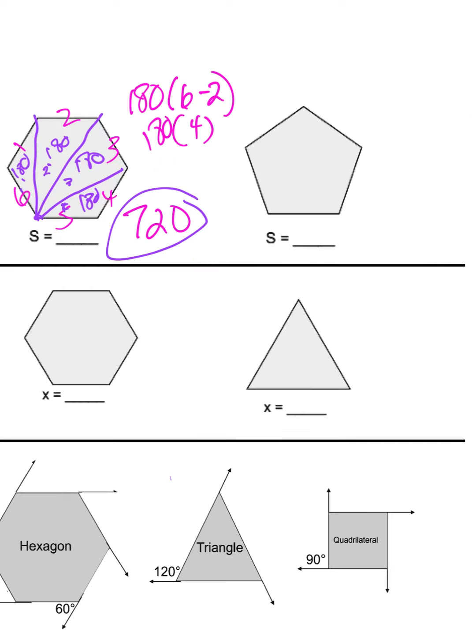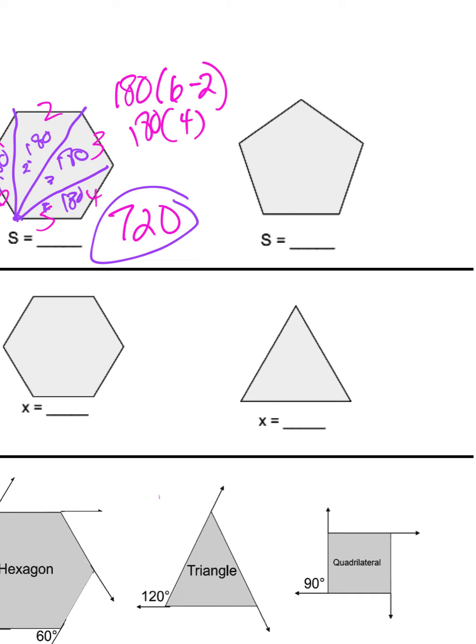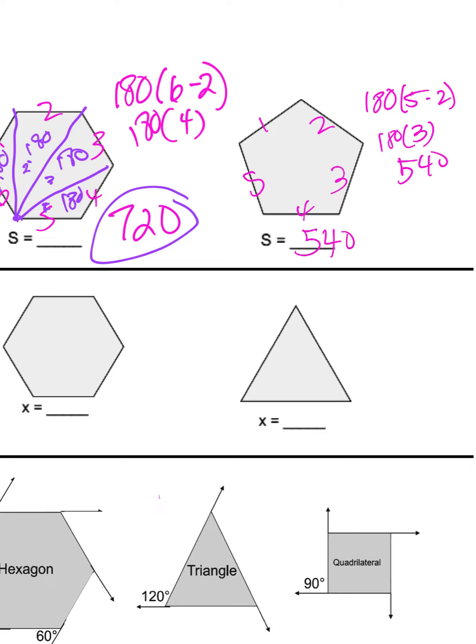All right, let's look at the next one, a pentagon. So we have 180 times 1, 2, 3, 4, 5. So 5 minus 2, which is 3, times 180, which is 540. So the interior angle sum is 540. That means all the angles on the inside, this one, this one, this one, this one, and this one, all add up to 540.